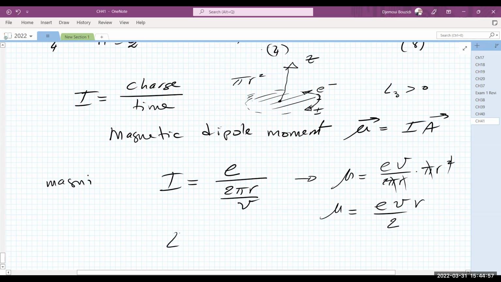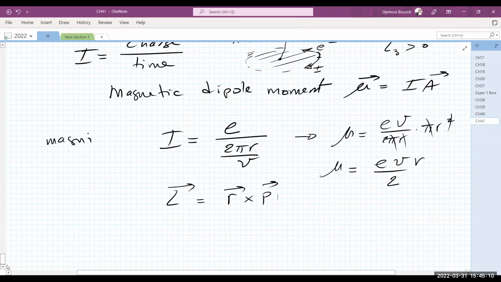Here is also what I know from physics 1. Do you guys remember this result? From physics 1, the angular momentum and the linear momentum and how they're related for a point particle. Yes. It's the cross product.